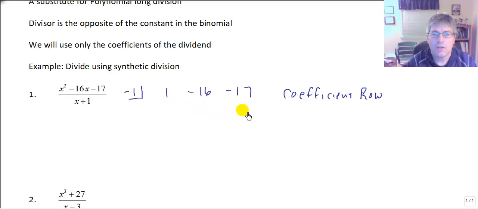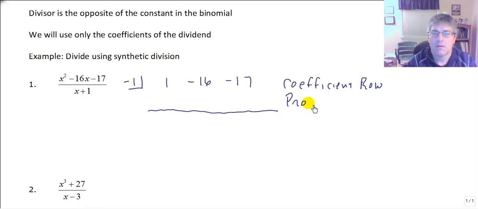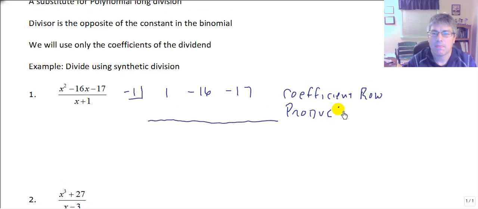Then we're going to have another row here that we're going to leave blank. Okay, so we've got some space here. In this row, I call this the product row. Well, product implies multiplication. So we're going to be doing some multiplication, and it's going to go in this row.